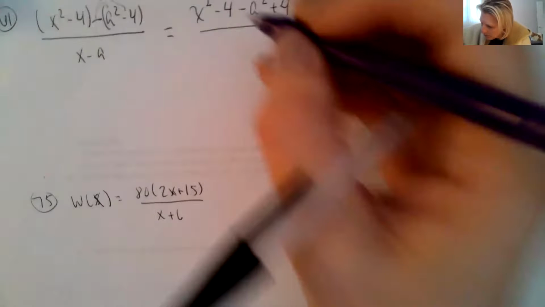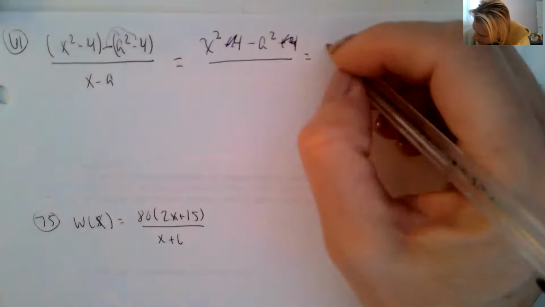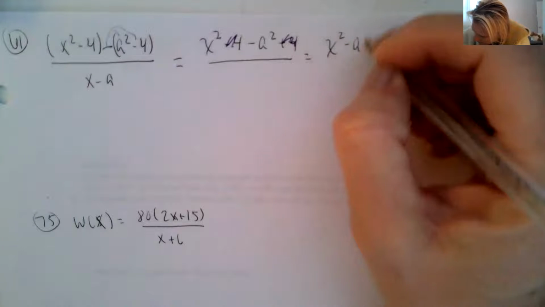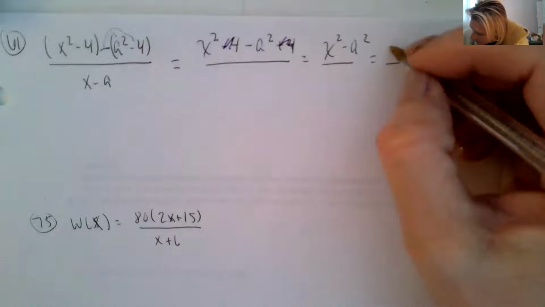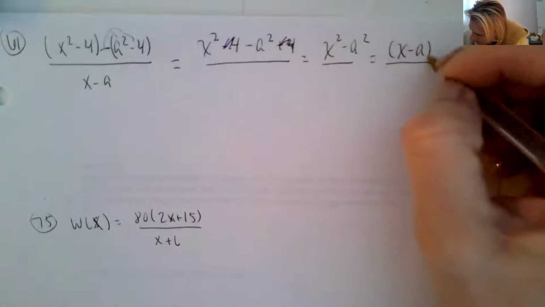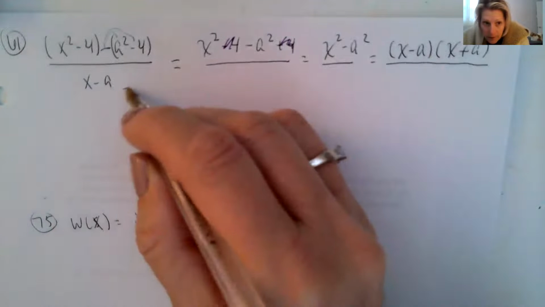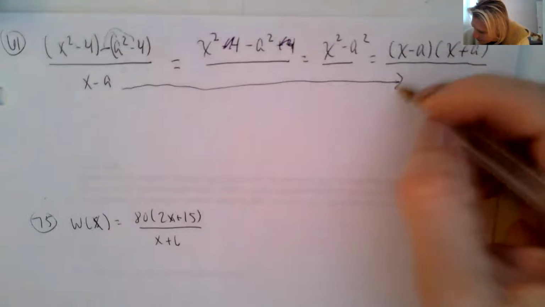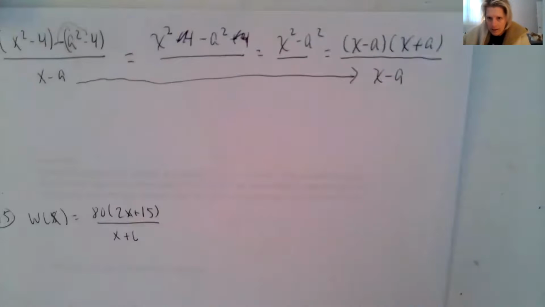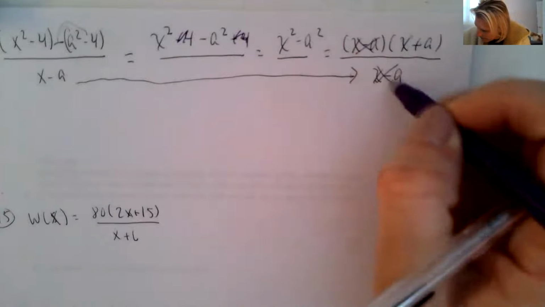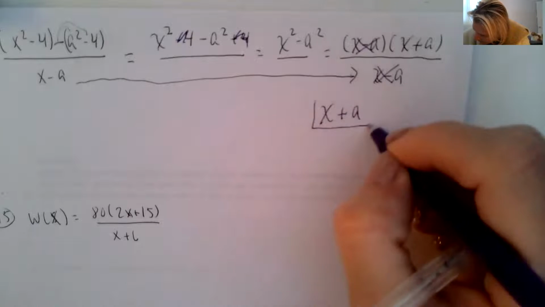So right here, the -4 and the +4 cancel. And then we're left with x squared minus a squared. Oh, that can actually be a difference of squares. So we have x minus a and x plus a. And then nothing factors out of here, so it can just go straight over here to be the x minus a. And it looks like the x minus a's cancel. And our final answer is just the x plus a from the numerator.